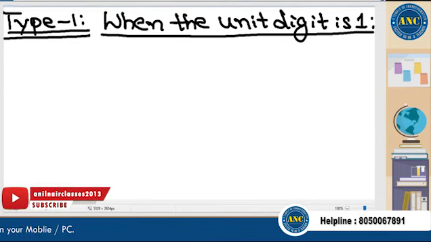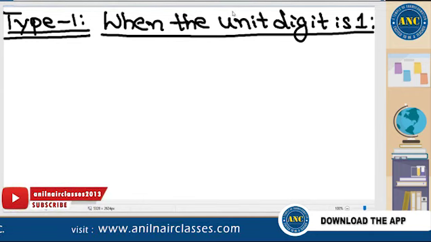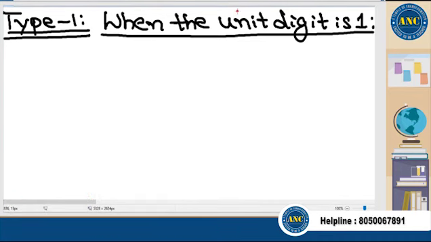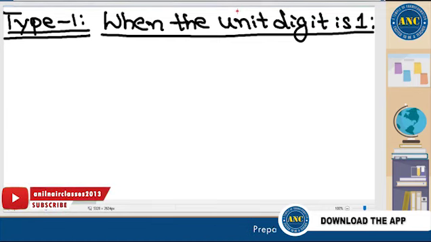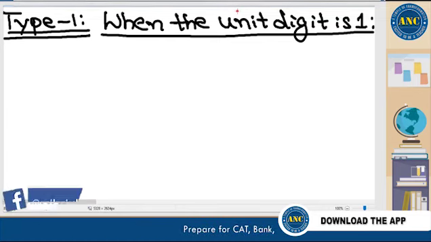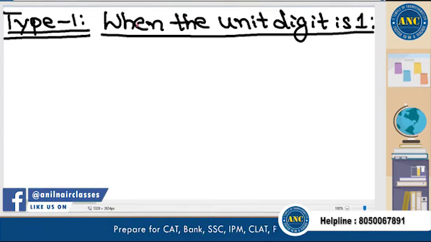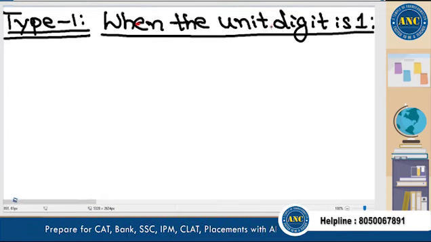Now listen to this carefully, sir. Do not write anything. I will give you sufficient time for you to write. Just keep on listening to my class. If you listen to my class carefully, probably I will make you solve, or I will make you create questions on your own, so that you can create questions and solve your own questions. Listen carefully, sir. Type 1 is when the unit digit is 1.